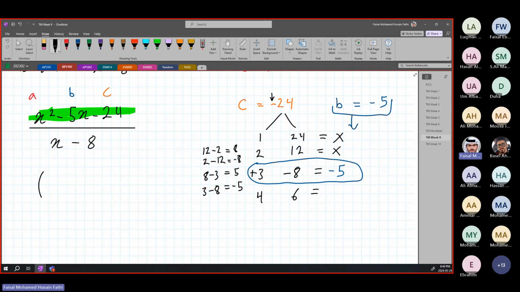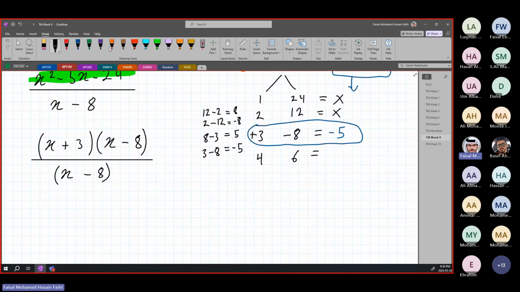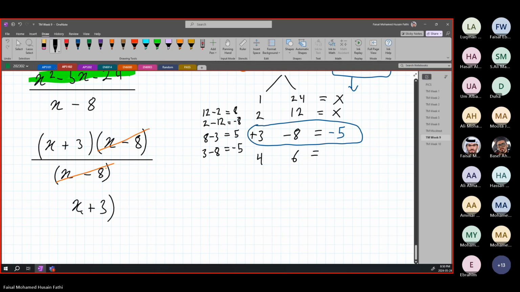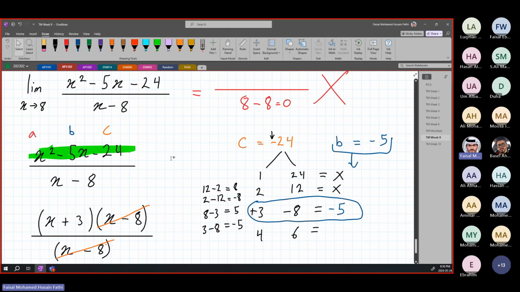Therefore, now we can do our factorization. Okay, so it's going to be x plus 3 times x minus 8 divided by x minus 8. And from here, it is very simple, very straightforward what you have to do. You're going to cancel this with this. You're going to be left with x plus 3. So the limit as x approaches 8 of x plus 3 is equal to 8 plus 3, which is equal to 11.